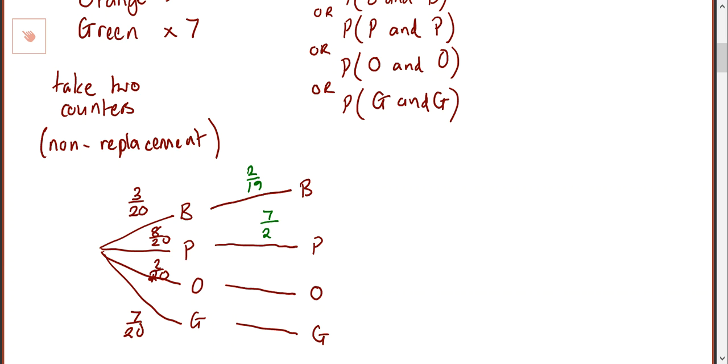Yeah, I keep doing it myself. Right. 7 from 19. Then it would be 1 from 19. Then it would be 6 from 19. Okay. So the probability of blue and blue would be 3/20 multiplied by 2/19. 6 over 380. Yeah.